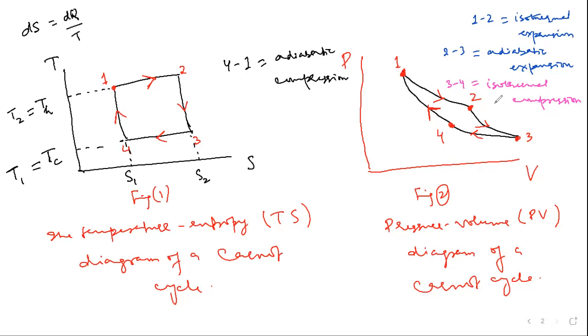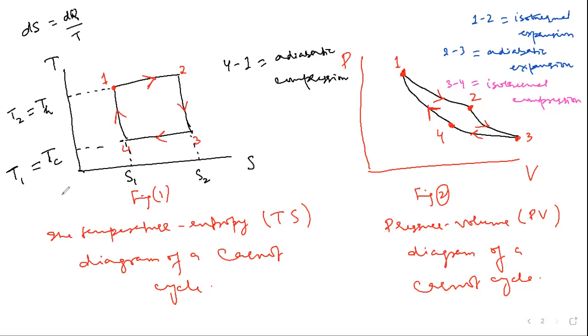And during two adiabatic processes, 2 to 3 and 4 to 1, the entropy stays constant, right? But temperature changes. 2 to 3, temperature decreases from T2 to T1, but entropy stays constant at S2. 4 to 1, temperature increases from T1 to T2, but the entropy stays constant at S1, right?